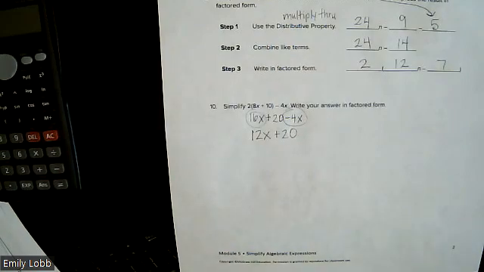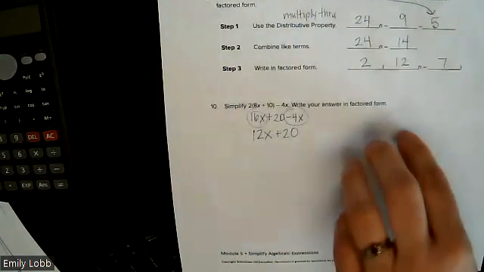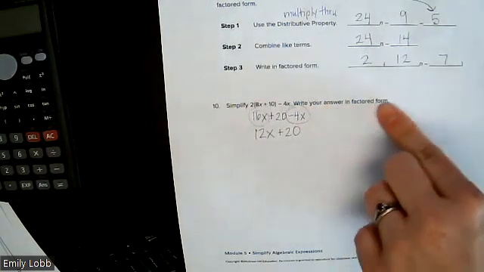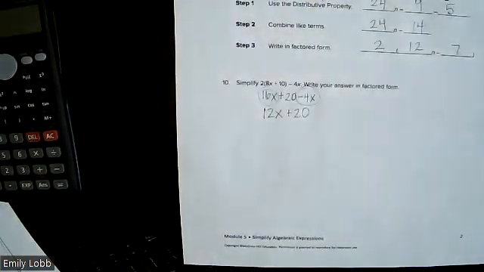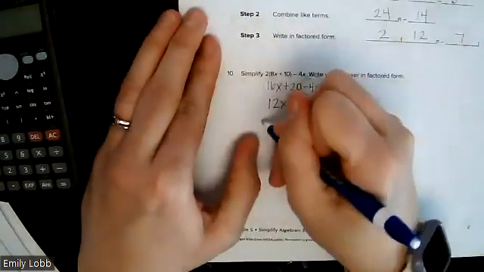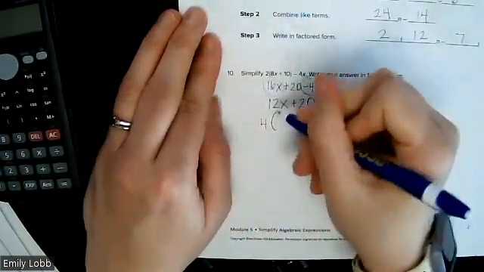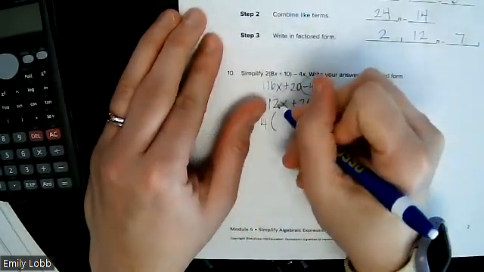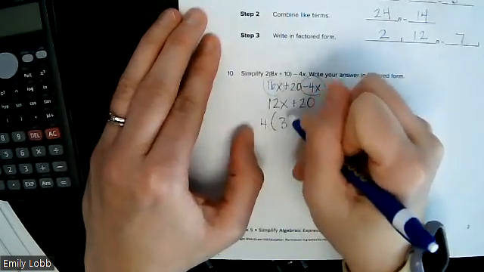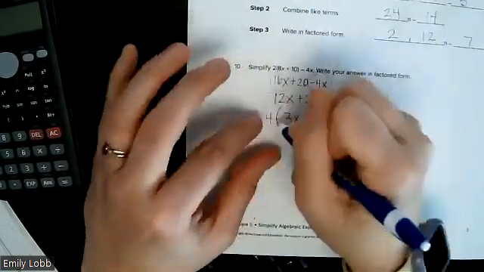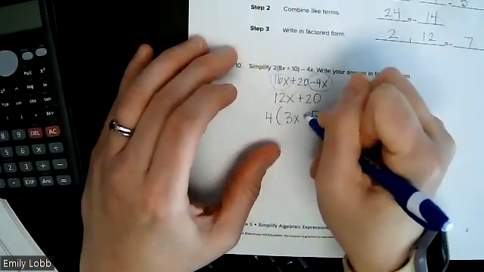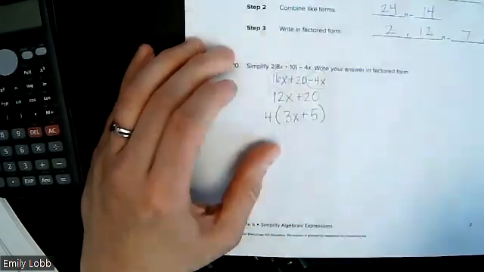Can I be done? I can't be done because I have to write my answer in factored form. So what can I divide out? 4. Good job. So 4 times, you guys, you could literally put it into your calculator. 12 divided by 4 is 3. Don't forget your x. 20 divided by 4 is 5. Don't forget that it's positive, so we separate it with a plus.